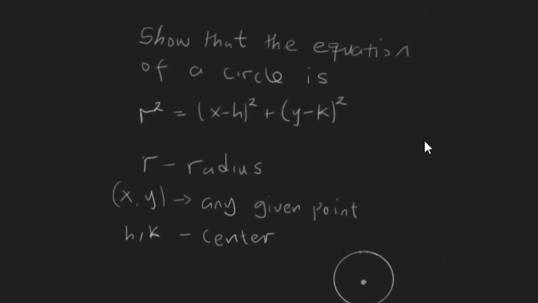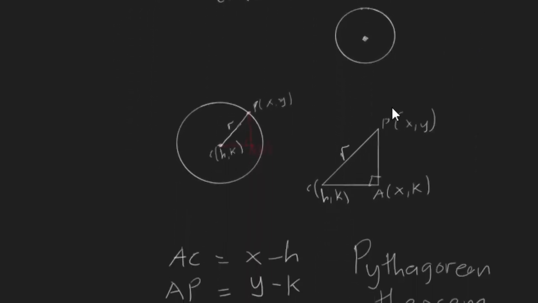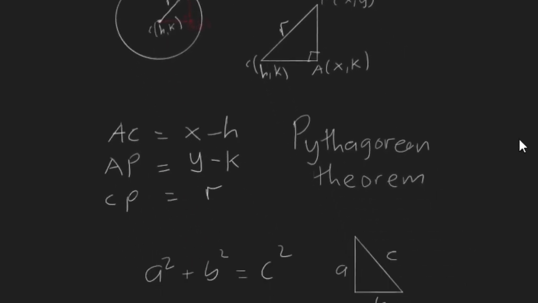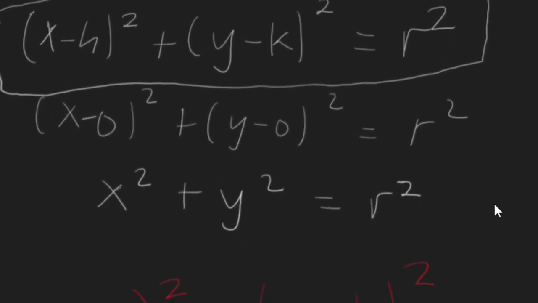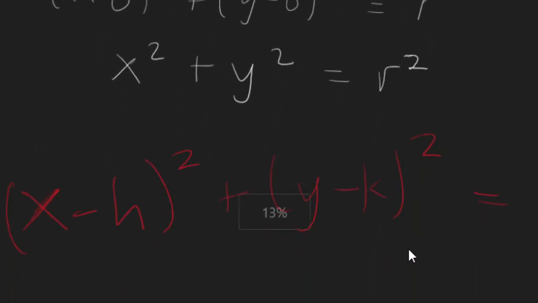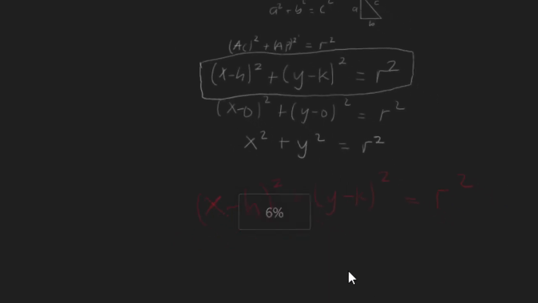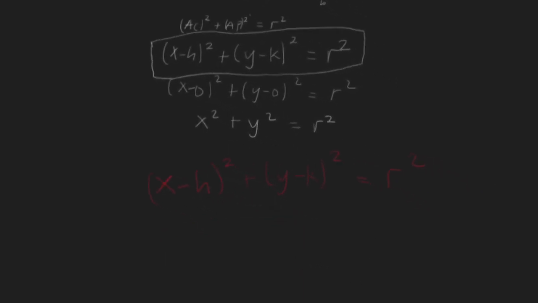So showing the equation of a circle, we talk of the formula being r squared is equal to x minus h squared plus y minus k squared. And then we found the radius using Pythagoras theorem, and then we came to this conclusion.